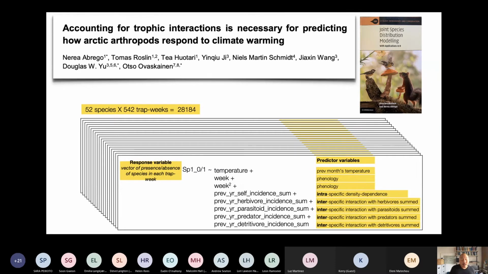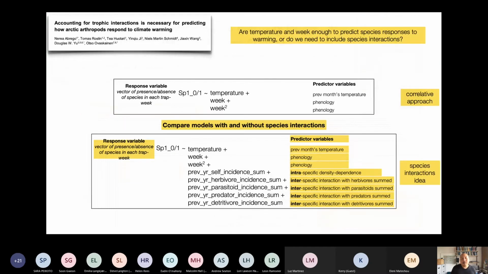And so that's a lot of terms and a lot of cells to fill. And so then you can ask, do these species interactions play any useful role in predicting presence absence from week to week to week, right? And so what you do is you compare 2 models, the one with just the abiotic terms, so that's the correlative approach, right? And the ones with species interactions, right? So that's the full model. And then you can compare in 2 ways. You can say which model fits better.